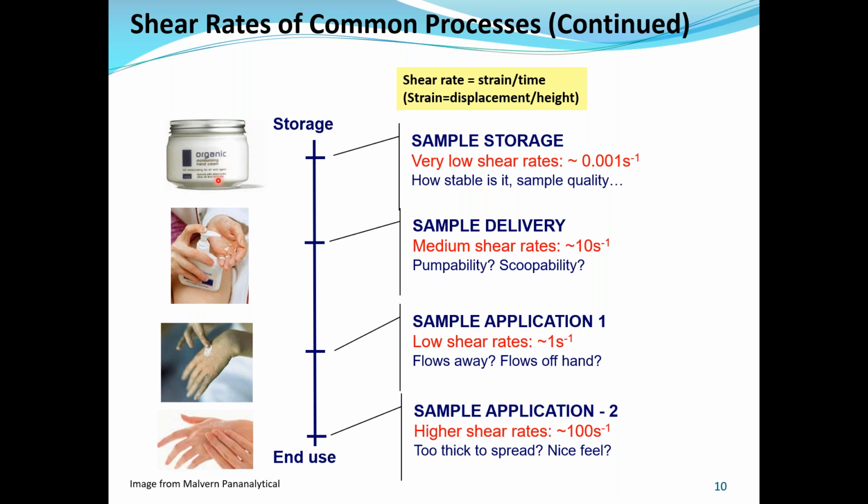We're just gently spreading on the hand, maybe 1 reciprocal second. And then if we're aggressively rubbing something into, say, our hand, that would be a higher shear rate, representing around 100 reciprocal seconds. And that's where you can get a sense: is this thick? Is it hard to spread? So we'll talk about this in more detail.